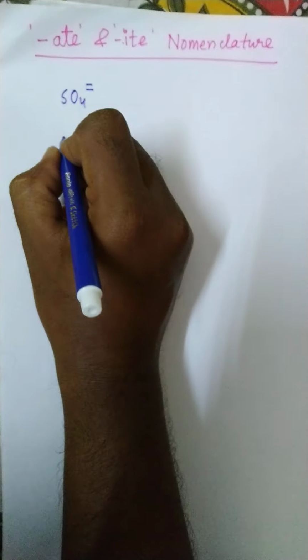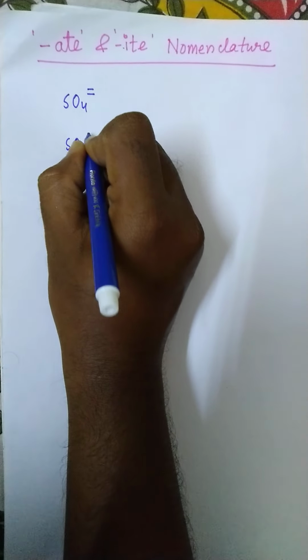This one is known as sulfate, and SO3 2 minus, this one is known as sulfite. So we have a common confusion about which one is known as sulfate and which one is known as sulfite. In general, which one is known as -ate and which one is known as -ite? Basically, the oxyanions are known as -ate and -ite ions.